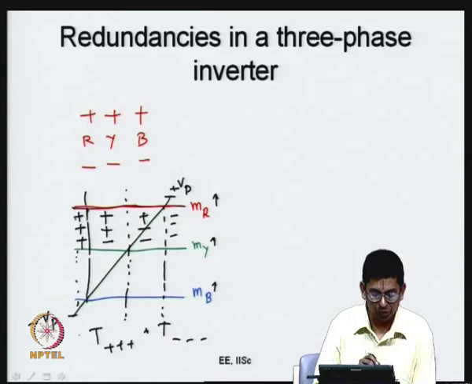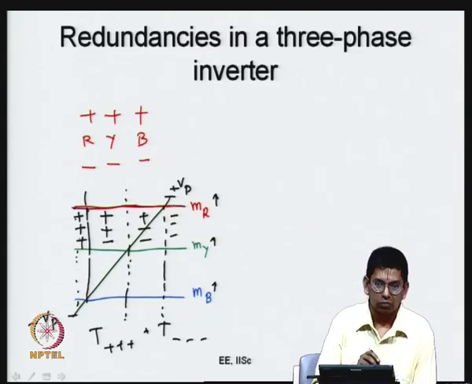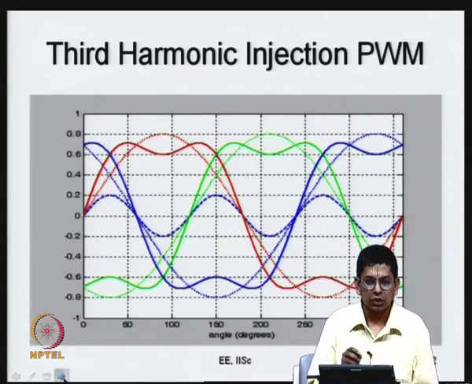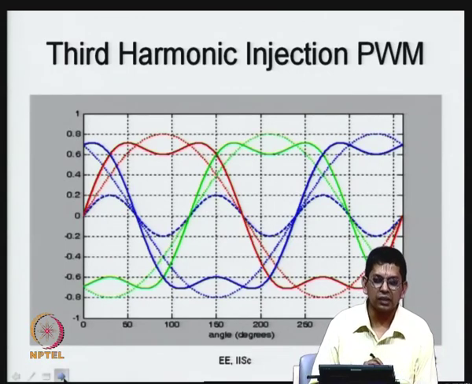You can apply the 0 state either by having all the top devices on or all the bottom devices on, and for a longer time you can keep this on, or for a longer time you can apply this state. So, this redundancy leads to the application of a common mode signal. Now, what is the common mode signal? Any third harmonic you had will be a common mode signal.